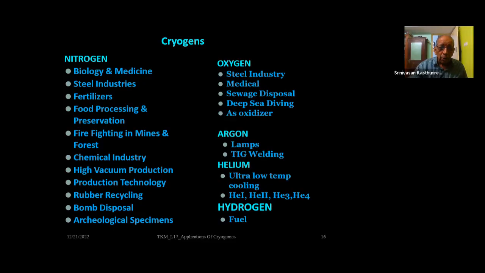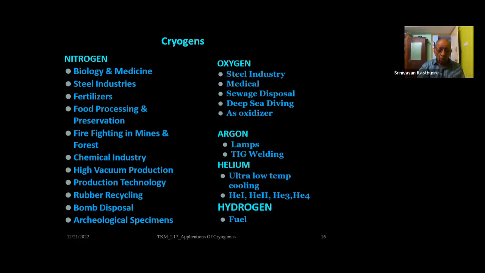The next important thing you see is oxygen. Oxygen is used in the steel industry. There are a lot of medical applications. Then sewage disposal, deep sea diving, and also as an oxidizer. So oxygen is another important candidate. Nitrogen boils at 77 K, oxygen boils at 90 K, both at atmospheric pressure.